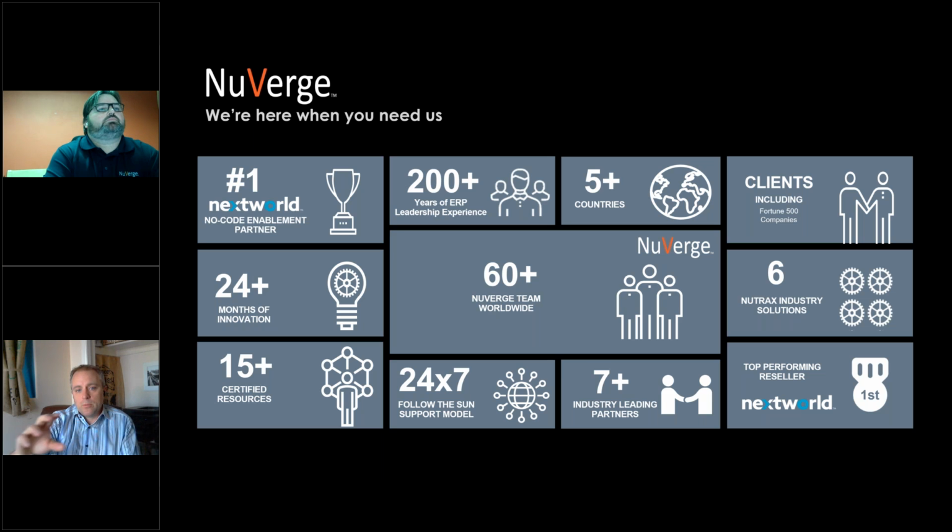But I want to bring your attention really to those six NuTrax industry solutions. We're talking about agriculture as a base product today, but we are looking at different product lines with the NuTrax name as being our track and trace, as well as our last mile solutions for different industries with the Nextworld and Nextbot platform. Also bring your attention to the fact that we're the top performing Nextworld seller, and we have a global team.